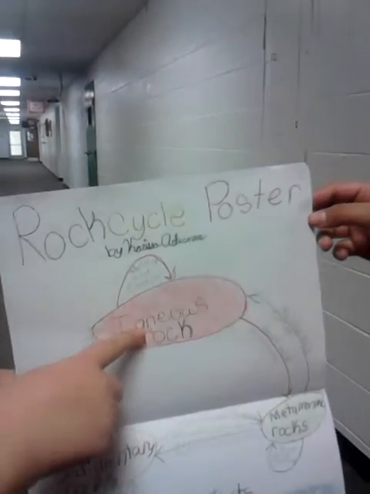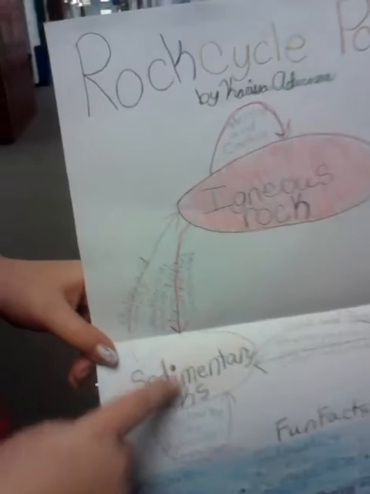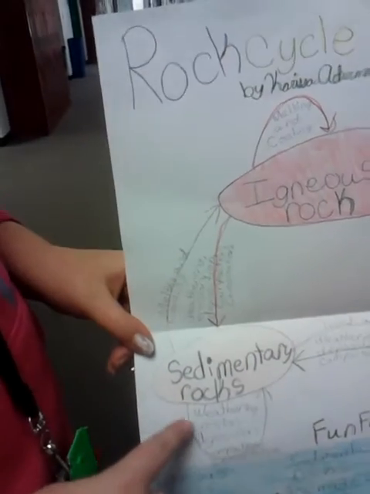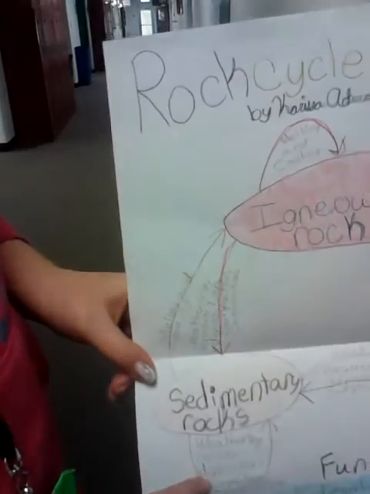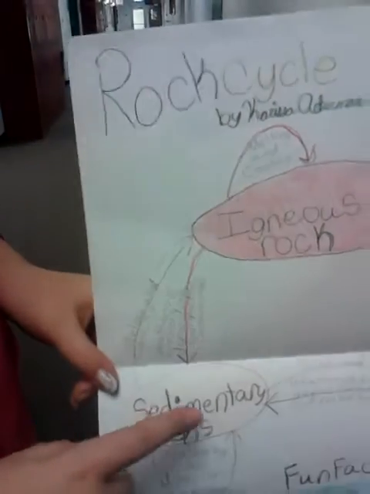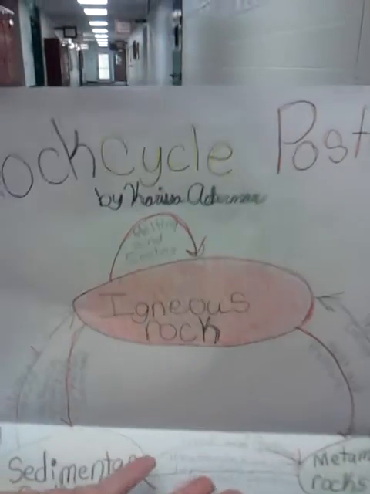And if igneous rocks go through weathering, erosion, deposition, compaction, and cementation, they become sedimentary rocks. And if sedimentary rocks go through weathering, erosion, deposition, compaction, and cementation, they become more sedimentary rocks. And if they go through melting and cooling, they become another igneous rock.